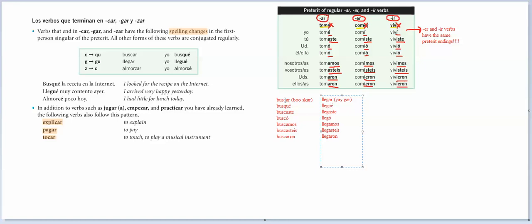So for any verbs that end in CAR in the preterite tense, when you conjugate it for the yo form, you change your C to a QU for yo. And for GAR, you put a U between your G and your E, but the change only happens for the yo form.